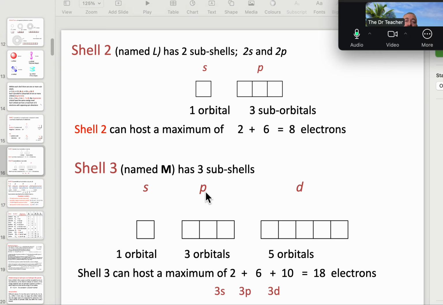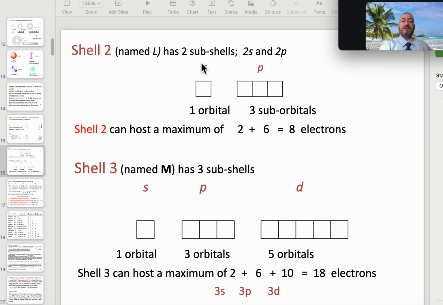Now we come to shell number 2, the main shell of the atom, named L. So K, L, M, N, O. The second one is L, which has 2 subshells, which means 2 suborbitals. The first one is S, the second one is P. We put the number 2 to the left of them. So shell number 2 will go to 2s and 2p.